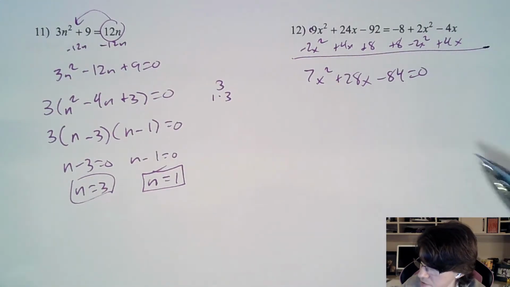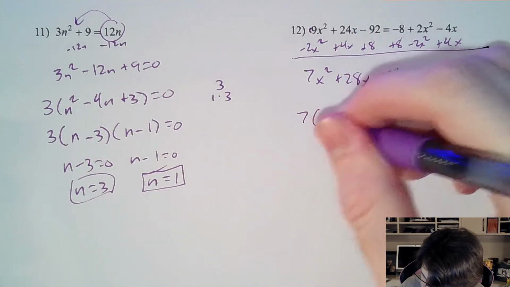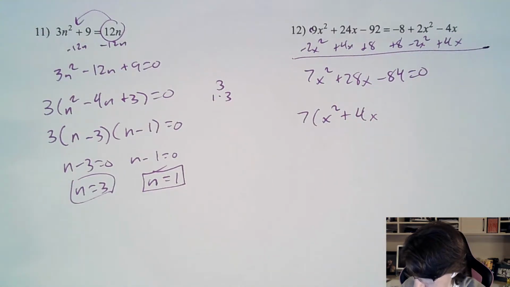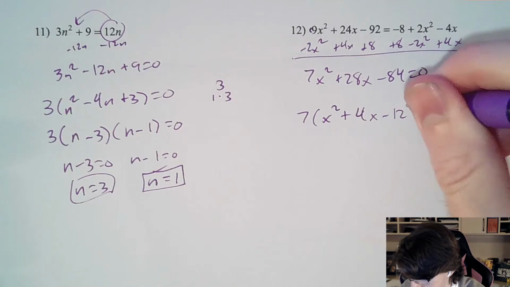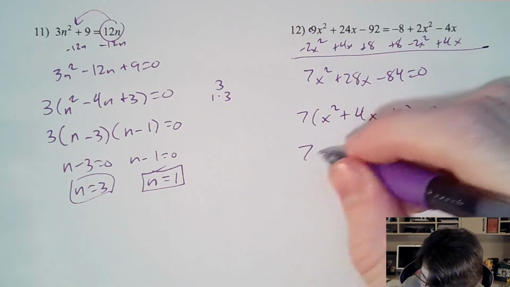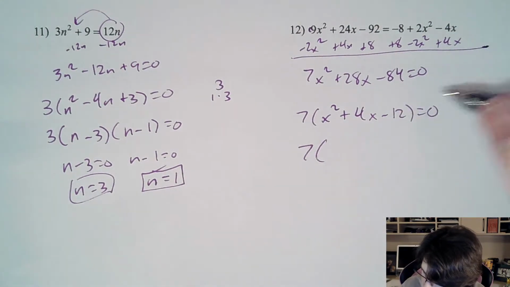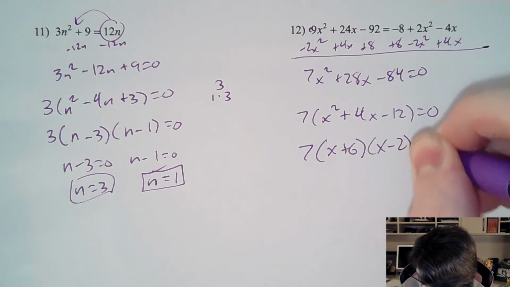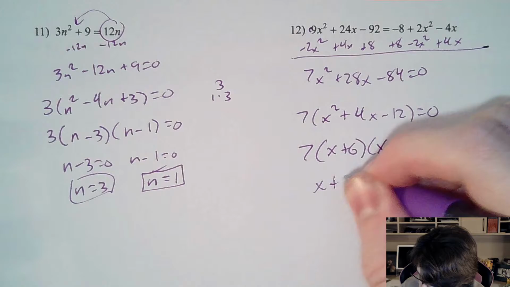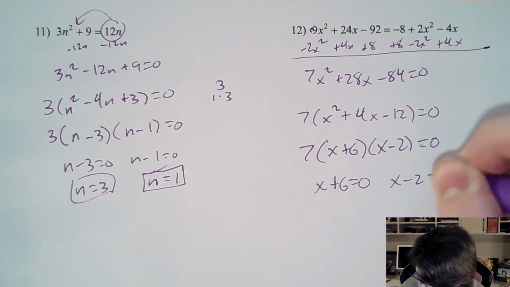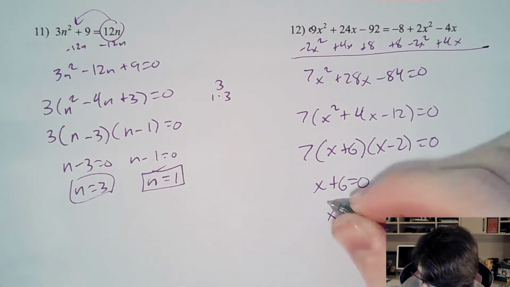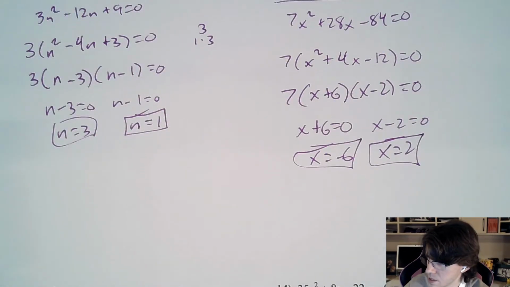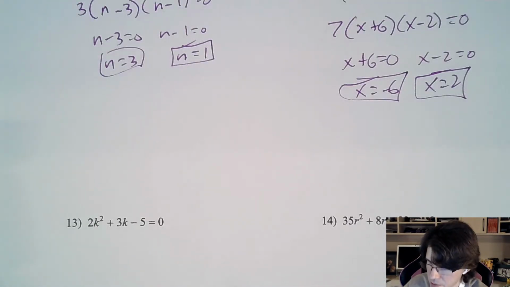I believe all of those are divisible by 7, so we're going to factor out a 7. x squared plus 4x, and then 84 divided by 7 would be 10, 11, 12, minus 12 equals 0. The numbers that multiply to negative 12 and add to positive 4 are going to be x plus 6 and x minus 2, which means we have x plus 6 equals 0, x minus 2 equals 0, x is negative 6, and x is positive 2. There we go. We're done with that one.